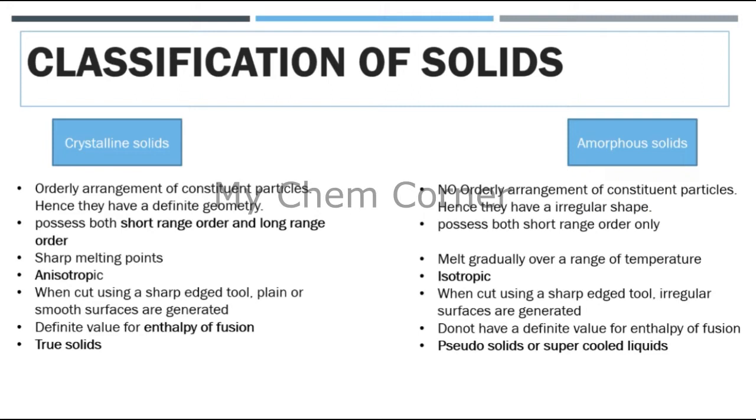Now this particular point is very important from the exam point of view. They can ask for 3 marks: give any 3 differences between crystalline and amorphous solids. So that's an important topic from the exam point of view.